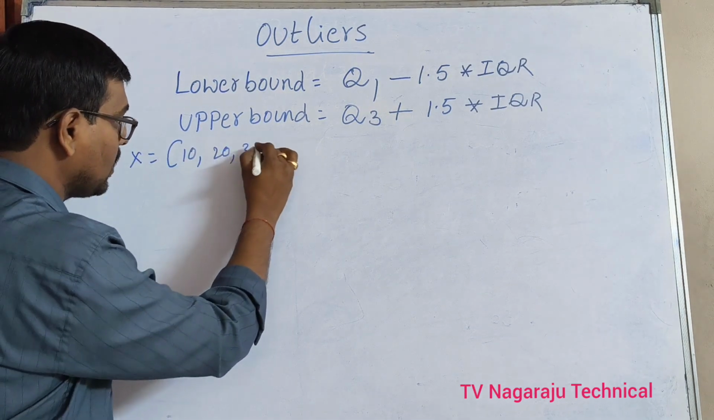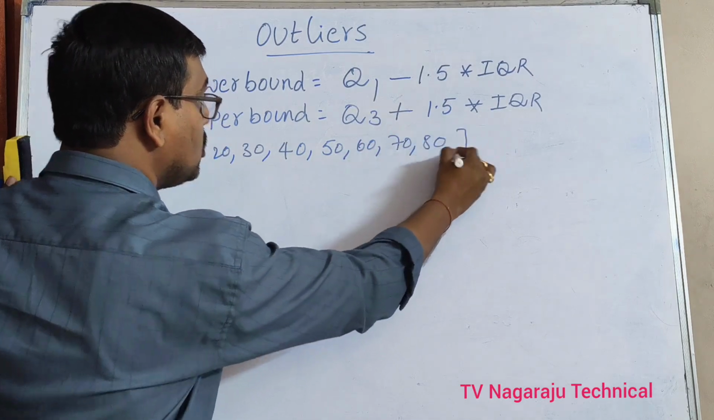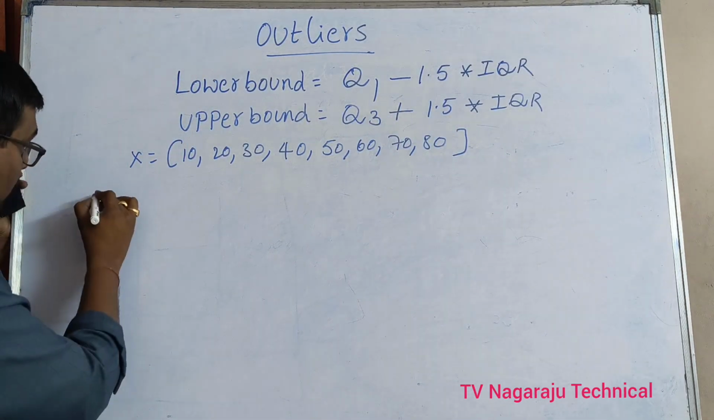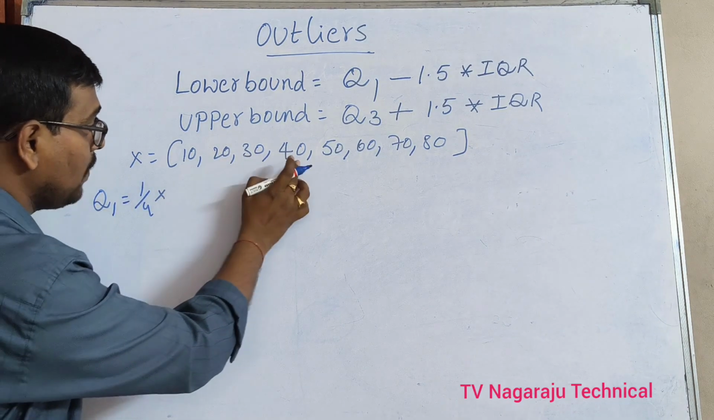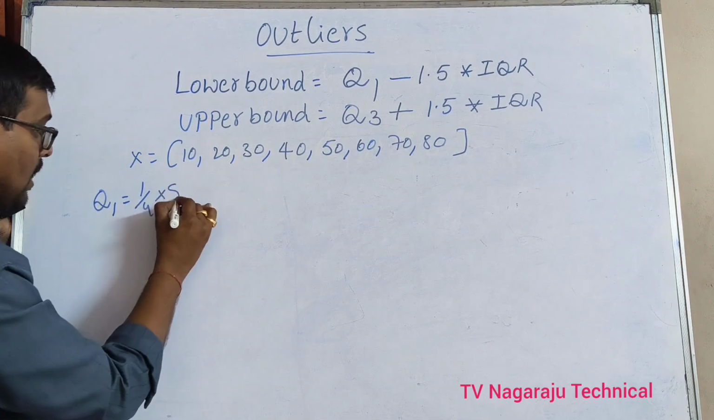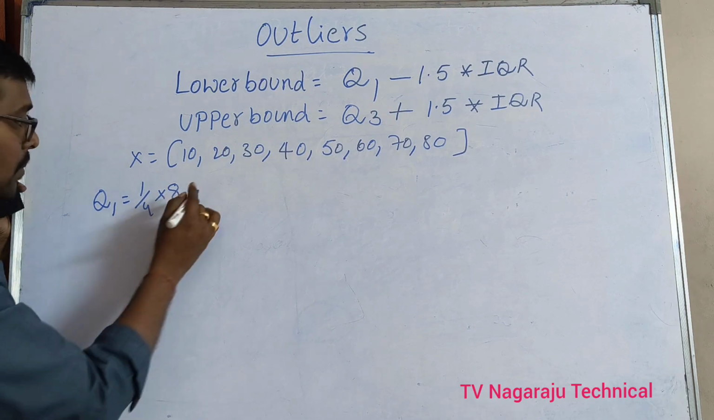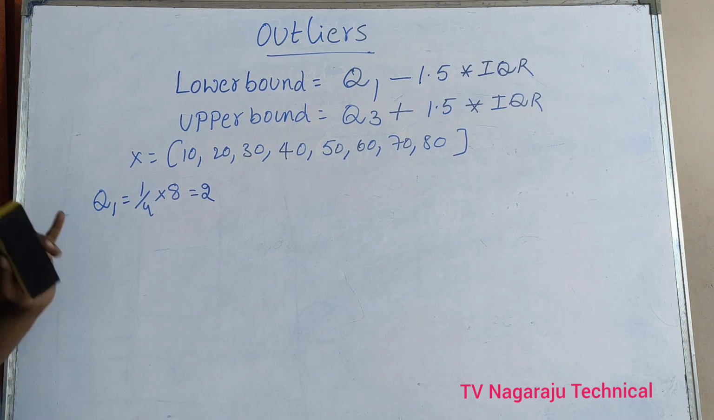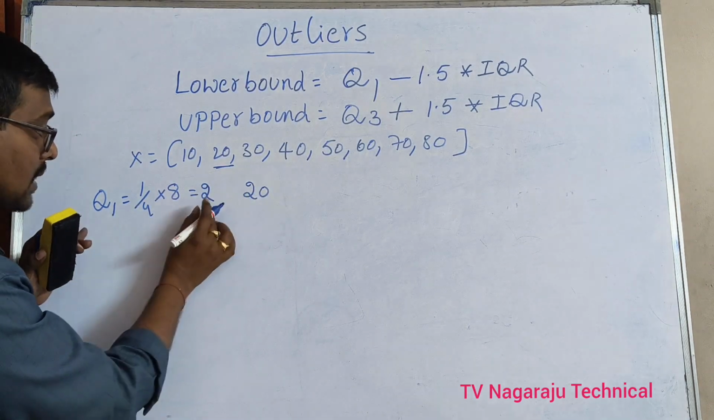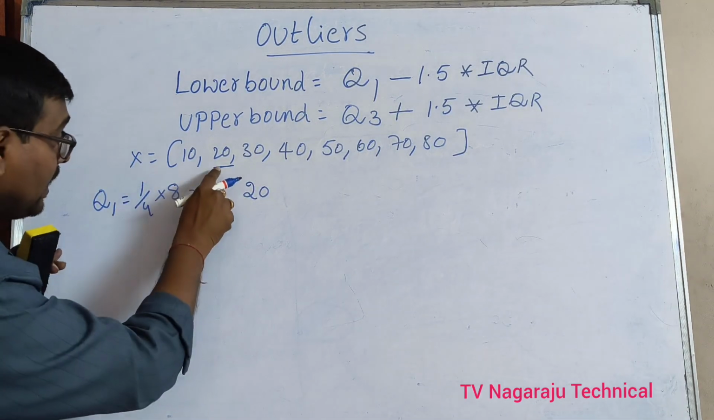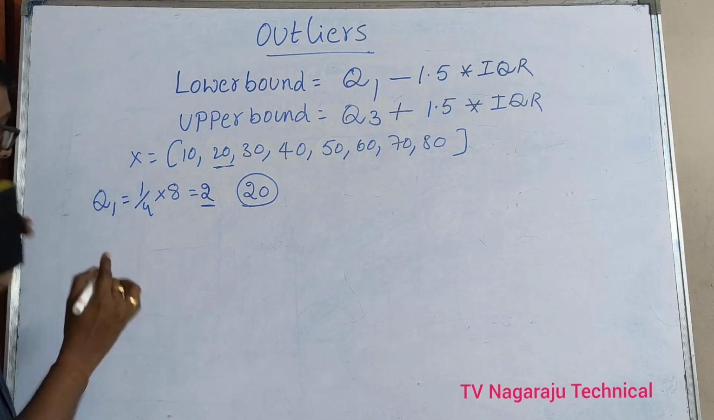Suppose 10, 20, 30, 40, 50, 60, 70, 80. Assume this is my data set. First, calculate Q1. There are 8 elements in total. So Q1 means the 25th percentile, 25 by 100, obviously 1 by 4, into 8, so the index is equal to 2. What is the value? At index 2, 20 is available. 20 is my Q1 value.